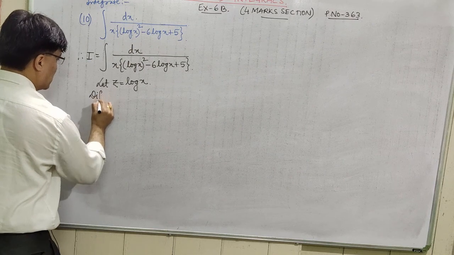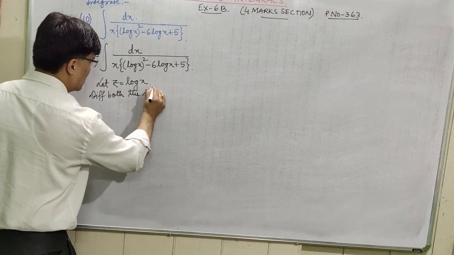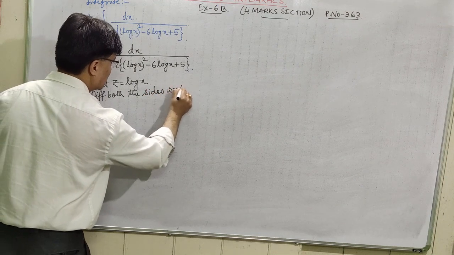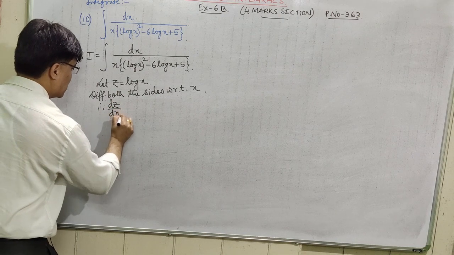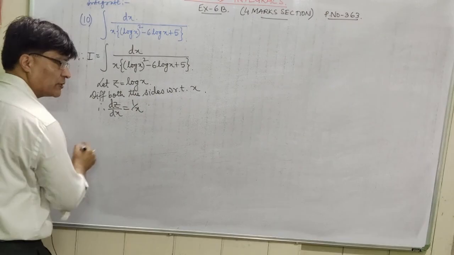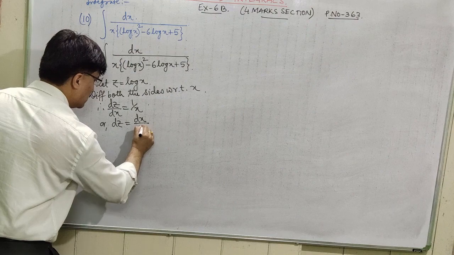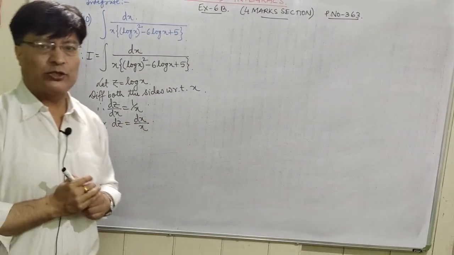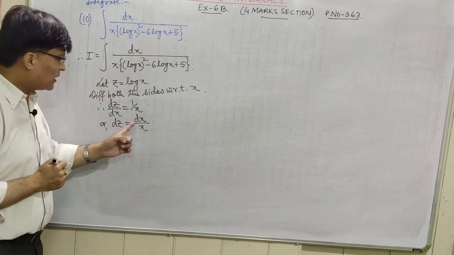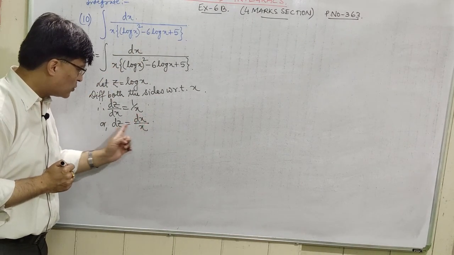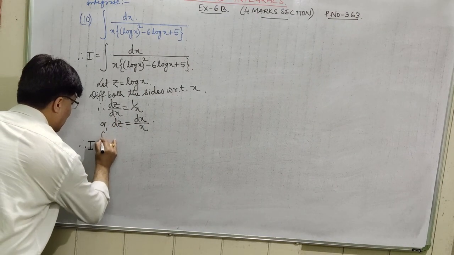So differentiating both the sides with respect to x. So it is dz by dx is equal to, this is 1 upon x, or what is the value for dz now? So dz is equal to dx upon x. So we have got the value for dx upon x. That is, in this case there is dx upon x. That's why we are getting the value for dx by x, which is equal to dz. Okay. So what does I become now?